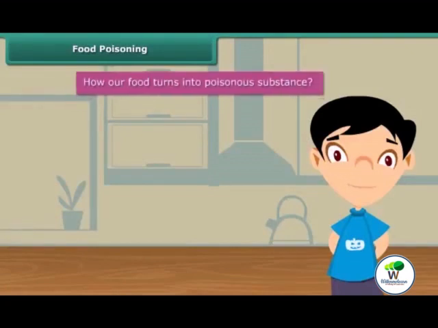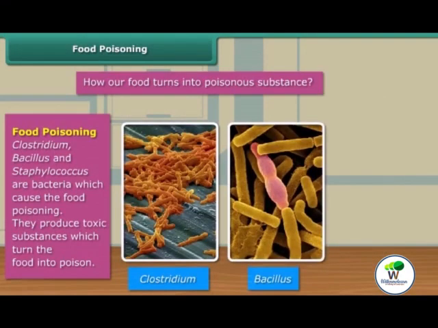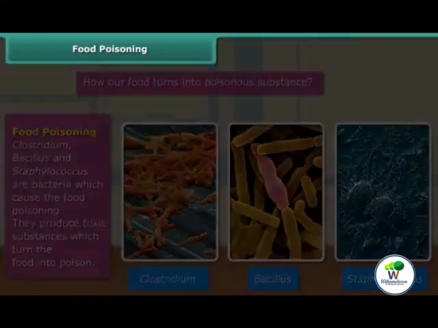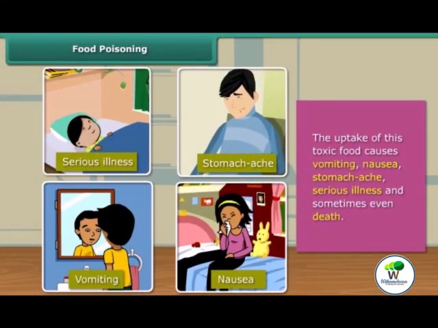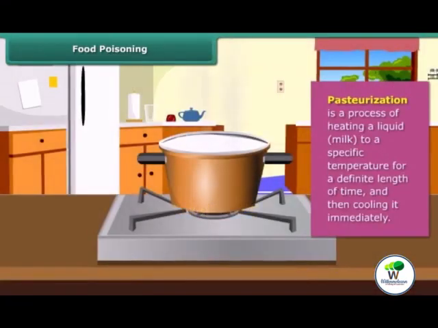Friends, in the summer season, if food is lying in the open for a longer duration, the food turns stale and finally into a poisonous substance. The cause of this is again the same: bacteria. There are some bacteria like Clostridium, Bacillus, and Staphylococcus which cause food poisoning. This food causes harm to us. We can preserve our food by some methods as listed below. We use the pasteurization process to preserve milk.